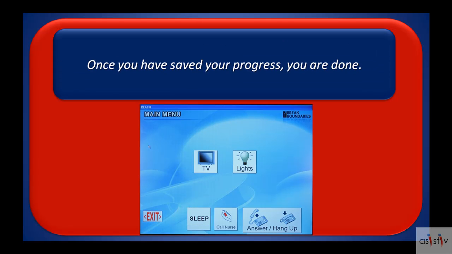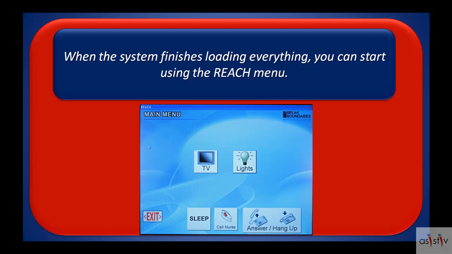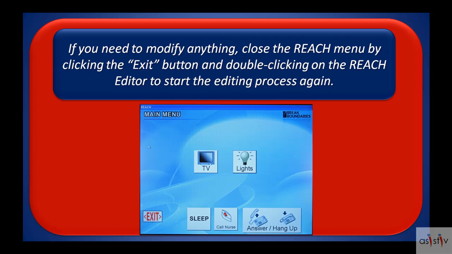Once you have saved your progress, you are done. Close the reach editor and restart the reach system. When the system finishes loading everything, you can start using the reach menu. If you need to modify anything, close the reach menu by clicking the exit button and double-clicking on the reach editor to start the editing process again.